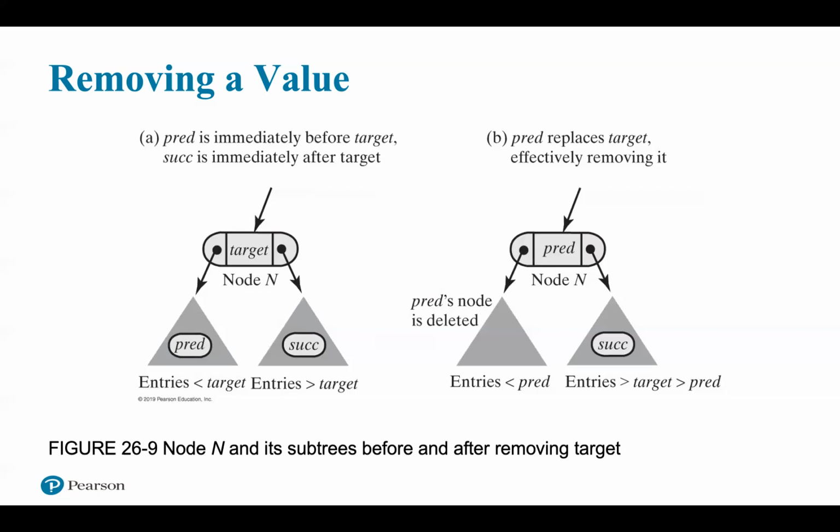The entry pred must occur in a node in n's left subtree, succ in a node in n's right subtree, as Figure 26.9 illustrates. Moreover, pred is the largest entry in n's left subtree. Thus, pred is the entry that is immediately before target. Suppose that we are able to delete the node that contains pred and replace target with pred, as Figure 26.9b shows. Now, all the remaining entries in n's left subtree are less than pred, as needed. All the entries in n's right subtree are greater than target, and so are greater than pred. Thus, we still have a binary search tree.